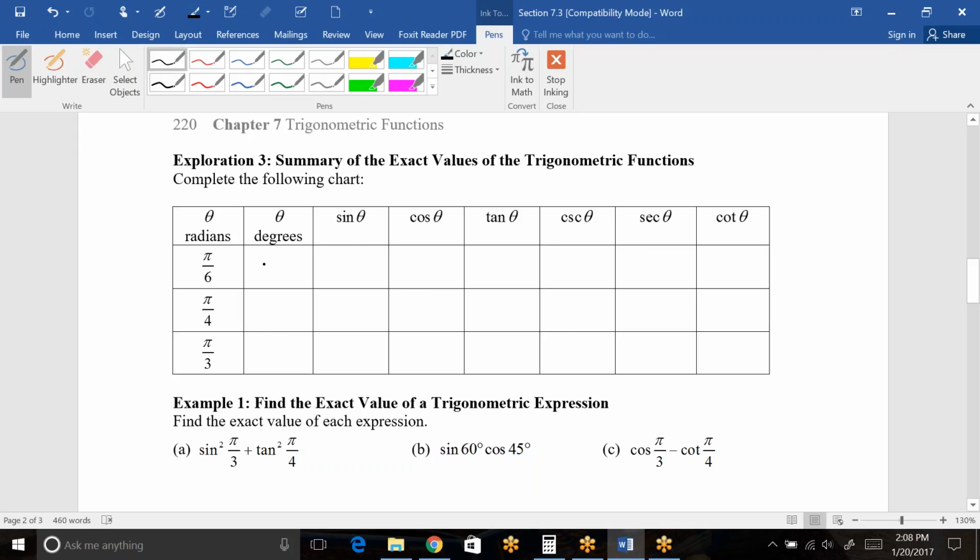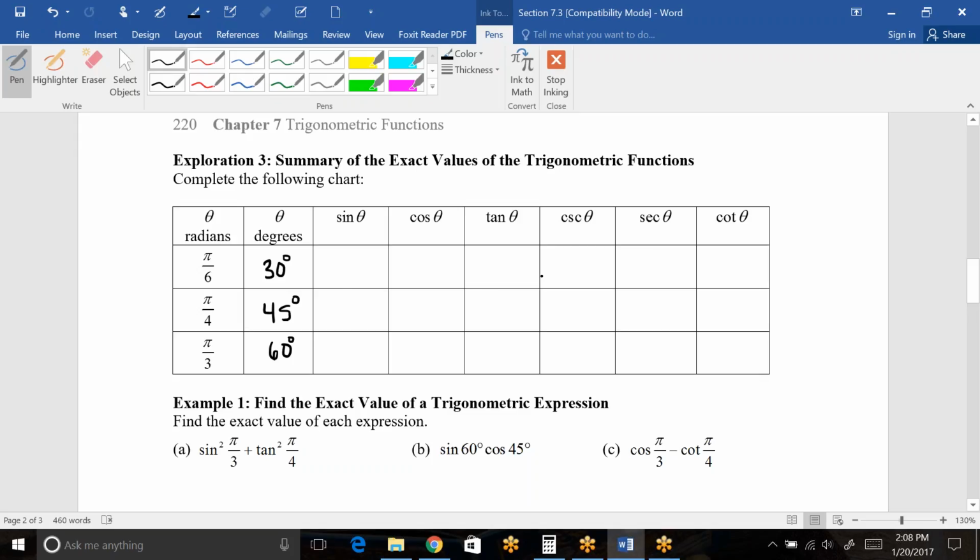So pi over 6 is 30 degrees. Pi over 4 is 45 degrees. Remember, you can use your multiplication of 180 over pi to help you figure this out, and then pi over 3 is 60 degrees. So those are those three special degree measures we just studied in our triangles.